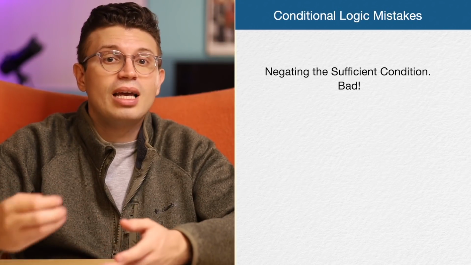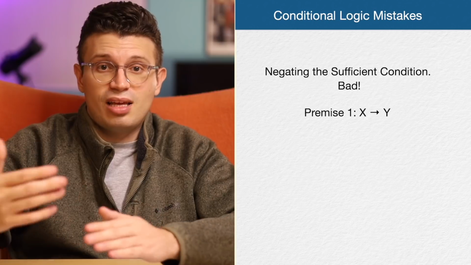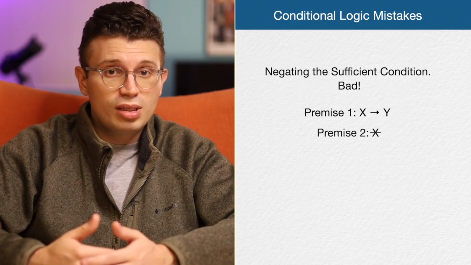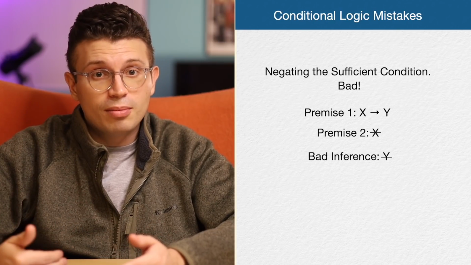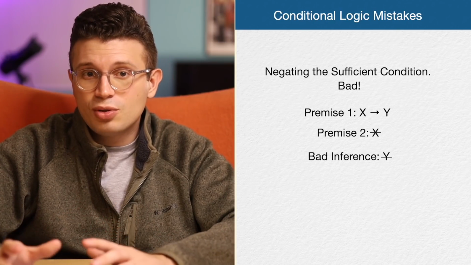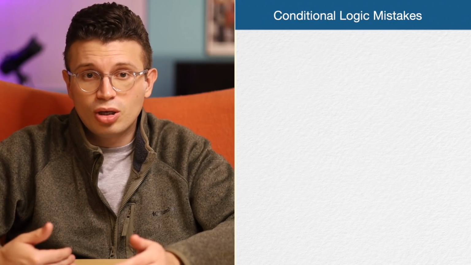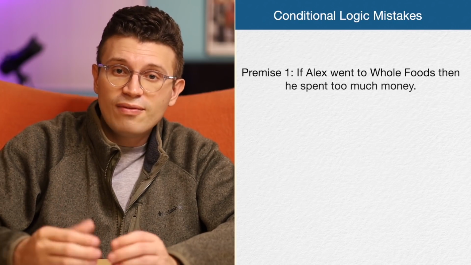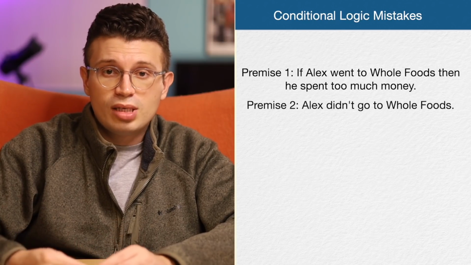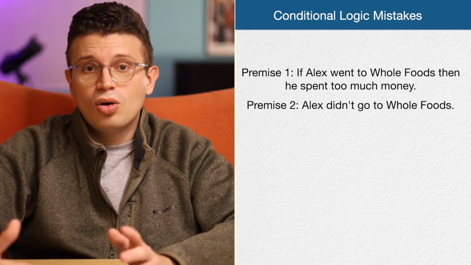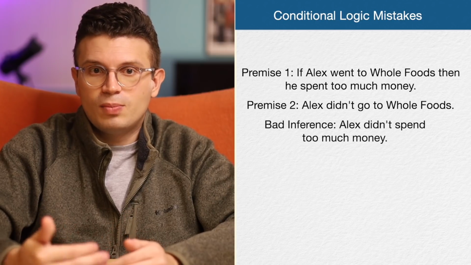We have our abstract. Premise 1 says, if X, then Y. Premise 2 says, not X. What's the bad inference here? Not Y. Okay, so again, that's kind of abstract. Let's get kind of a real situation going. Premise 1 says, if Alex went to Whole Foods, then he spent too much money. Premise 2 says, Alex didn't go to Whole Foods. What's the bad inference? Alex didn't spend too much money.